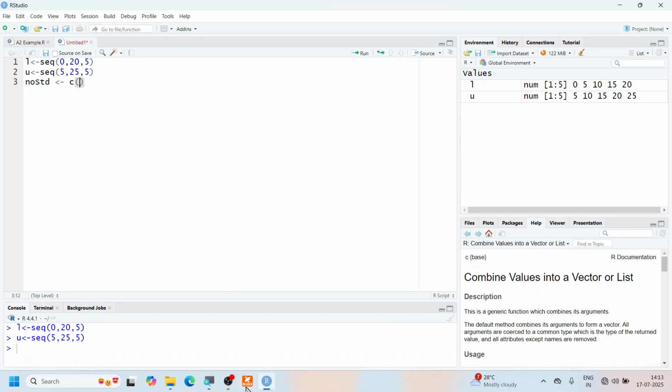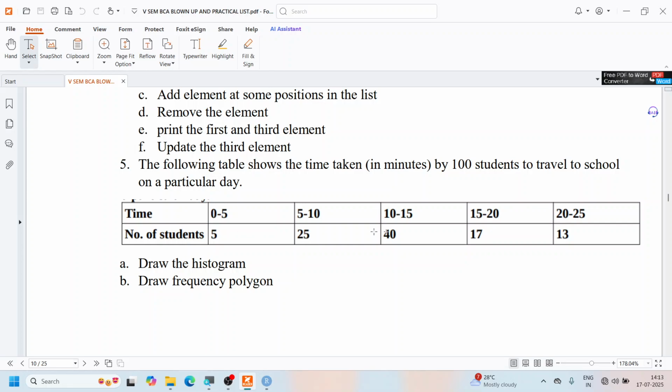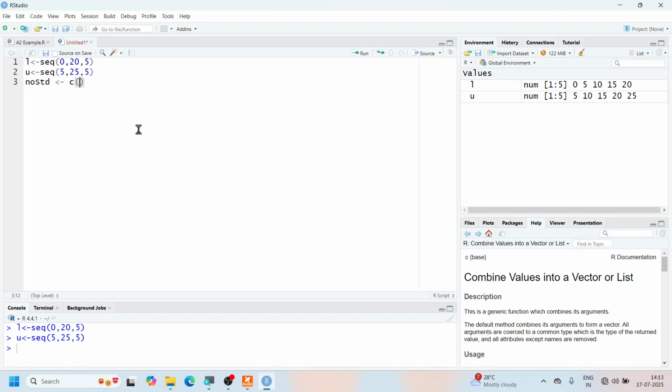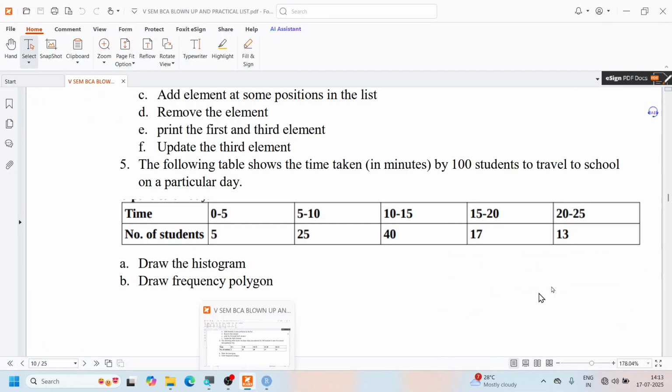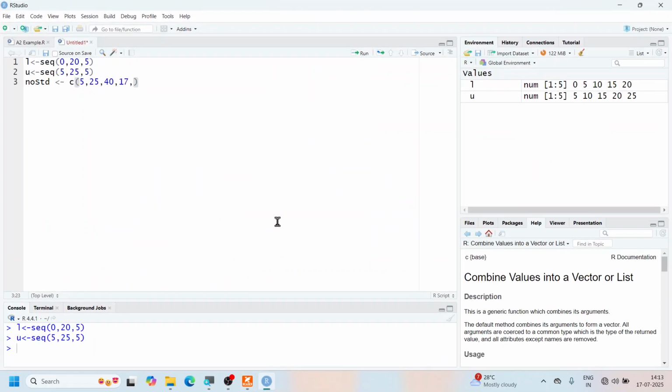So let us look at the values which are there: 5, 25, 40, 17, and 13. So I'm going to take these values. The number of students is 5, then 25, then 40, then 17, and then 13. I'm going to type them one after the other, so you start from 5, then 25, then 40, then 17, then 30. So you got all the values there.